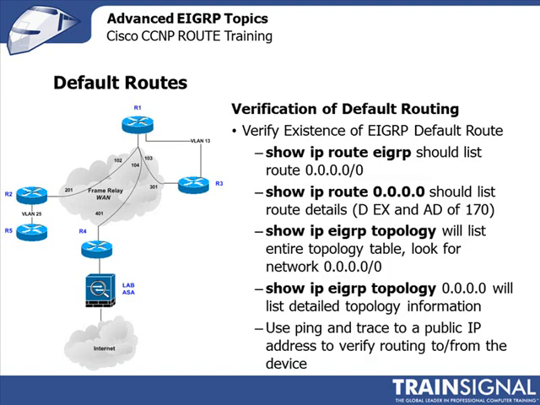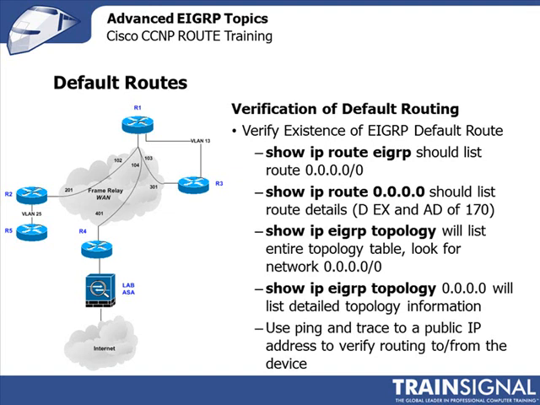So how do you verify this is working? It's actually pretty simple. Is there a default route in the routing table or not? Show ip eigrp should list the route to 0.0.0.0. Again, administrative distance of 170 and the D EX designation. If you want to, you could do show ip route 0.0.0.0 and it'll do the same thing. It's a lot more specific.